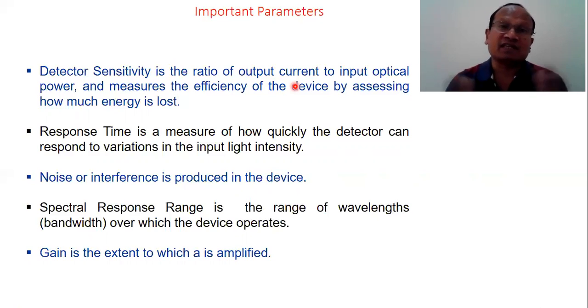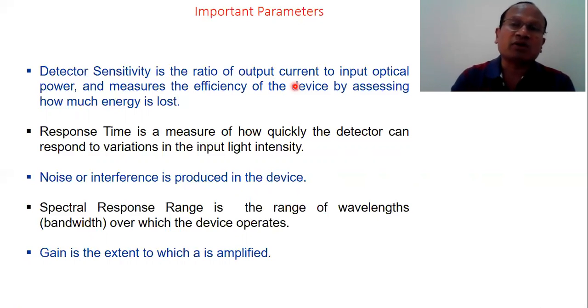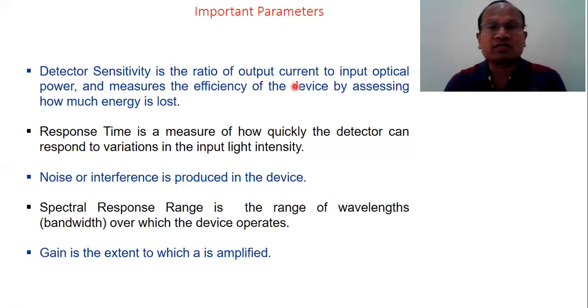In one way we can say efficiency, because efficiency is always calculated as output power divided by input power. Output power is proportional to current: the more the current, the more the power. So it indicates an efficiency term. And once we talk about efficiency, we know that there is no 100% efficiency, which means some signal has been lost in the system. So it is also used to determine the amount of energy which is lost. The complete optical energy is not converted into electrical, therefore there is some loss. If it were, the efficiency would be 100%, which is not true. So this is the first parameter, called detector sensitivity.